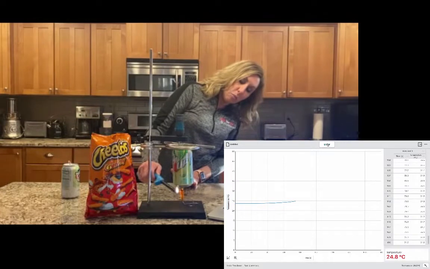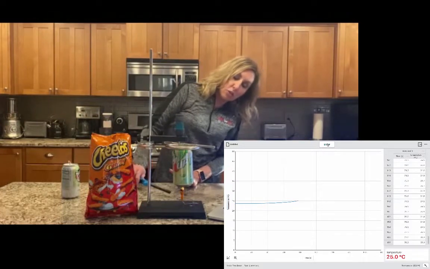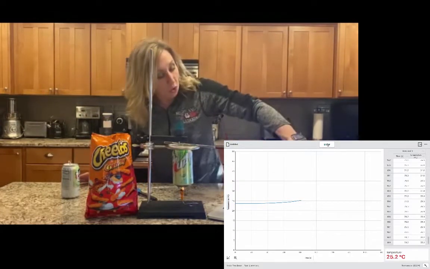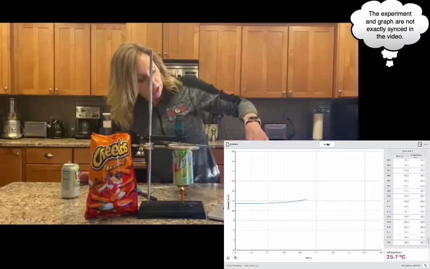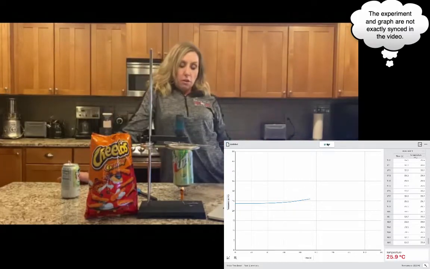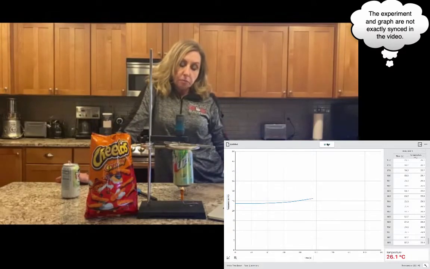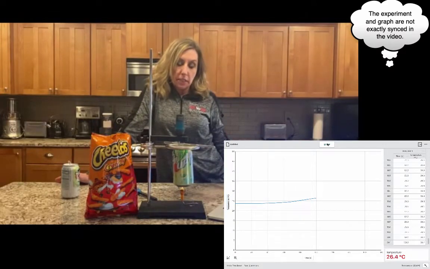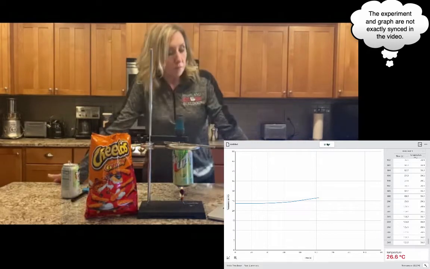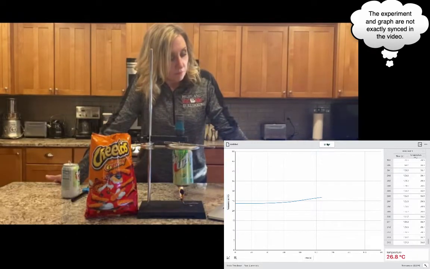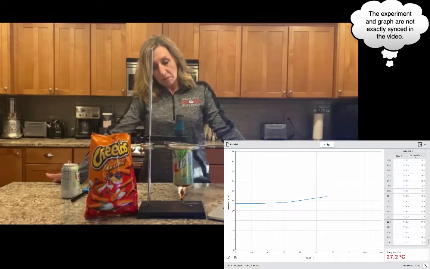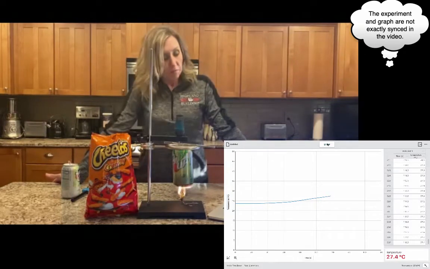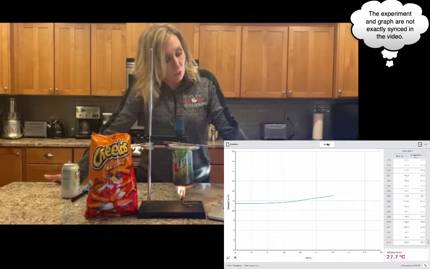I'm going to light this a little more here. And we're going to do this twice. So this is our first trial. Already our temperature has gone up to 24.6. You can't see a huge change in the graph yet, but we'll let this burn as best it can here. Okay, now we're at 28.4.